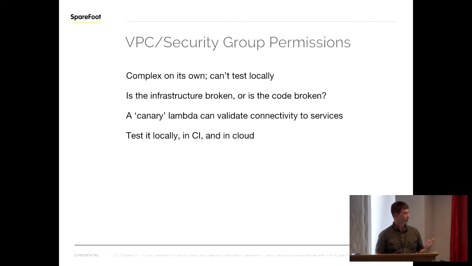So we use a Canary Lambda that doesn't really do anything except just wake up, talk to services, and report who it was able to talk to successfully and who it couldn't. And that's all it does. And then we can run it in each environment. We can see, okay, it's working for developers that are VPCing in, it's working for the CI server, or it's not, and it's working in the cloud.